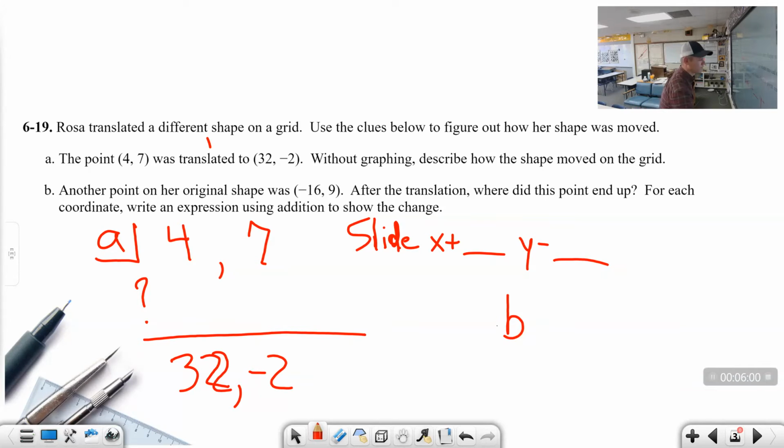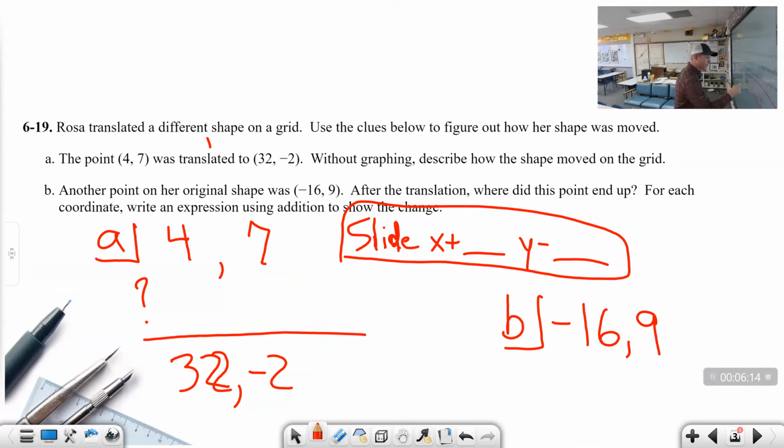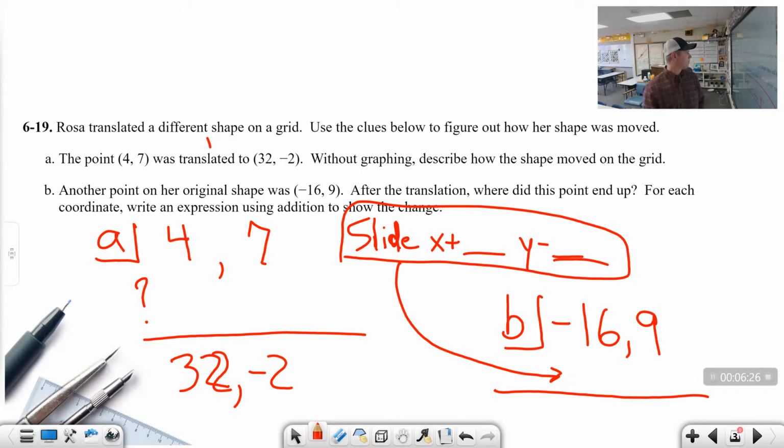Problem letter B. Another point on her original shape was -16, 9. After this translation, where does this point end up? So you're going to take this slide. You're going to apply it to -16, 9, and you're going to tell me what is the new coordinate.